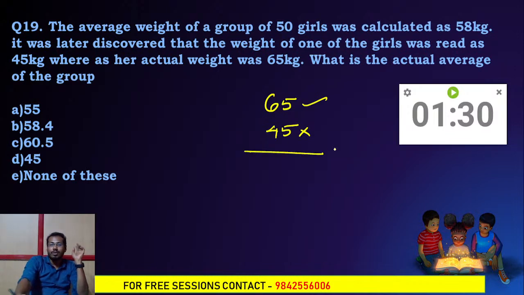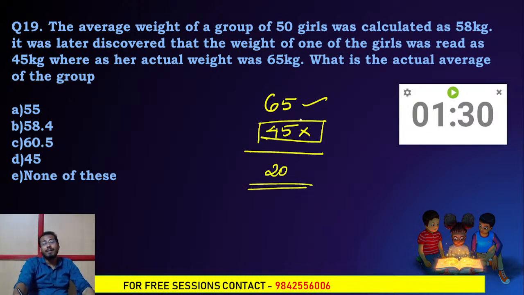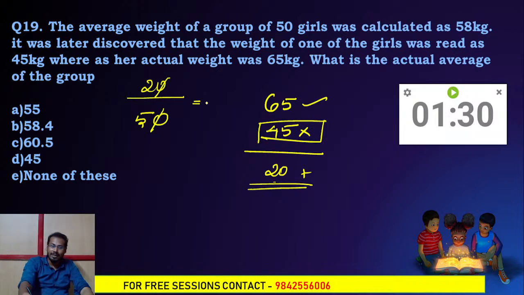Correct. So, how much less did they get? Nearly 20. Do we need to add or subtract 20? We need to add, because now we had taken only 45, but the actual weight is 65. We need to add this 20. To how many girls? 50 girls. Okay, so I'm going to give the 20 to all the 50 girls. So how to give it? 20 should be equally distributed to all the 50 girls. So what will happen? 0.4. Correct? So 0.4 should be added to the average value.